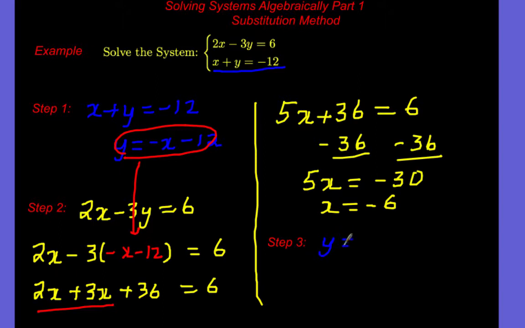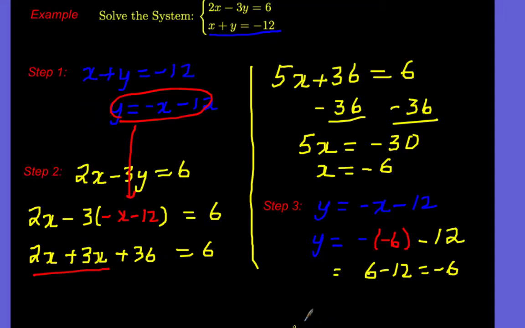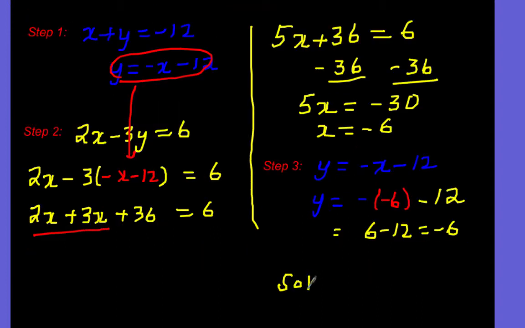So step 1 was this. So we want to know y. So you have y equals our negative x value, which is -6, minus 12. Okay, so that gives us 6 minus 12, which is -6. So our solution is -6, -6.